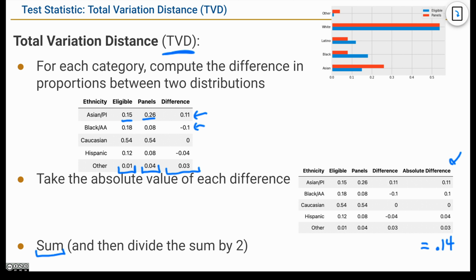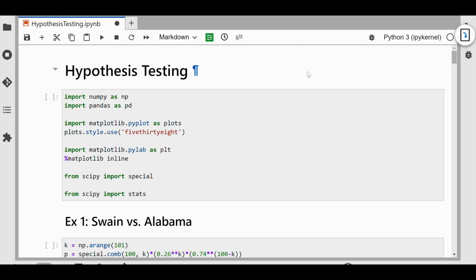So that is the TVD for this particular data set, my particular panel composition compared to the eligible population composition. Now, what I need to do is actually simulate, because this in particular is called my observed test statistic. And we're going to use that in a minute. But in general, we actually need to simulate the entire distribution of possible test statistics that we could get. So let's jump to the notebook to do that.